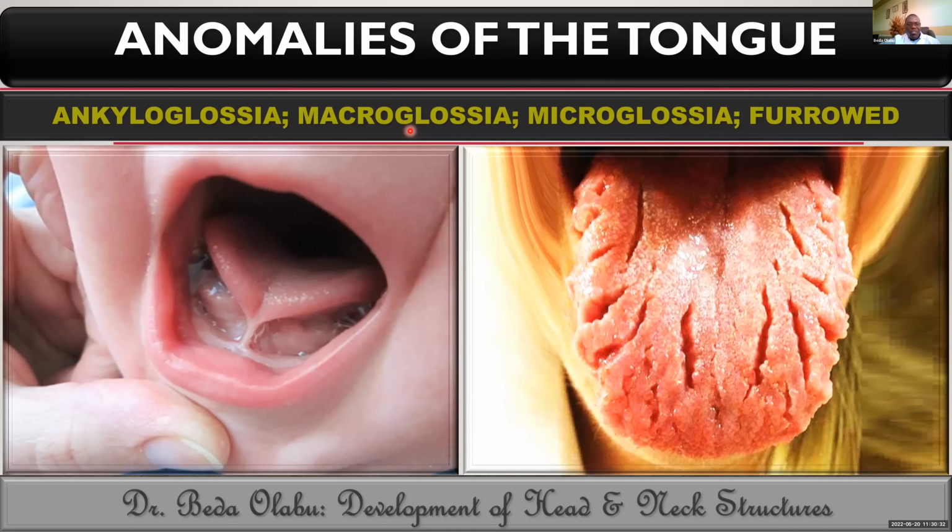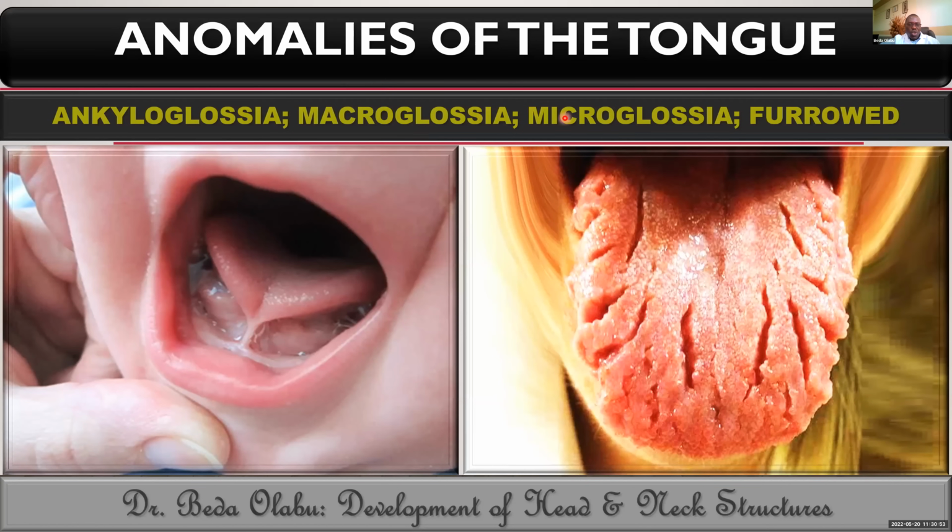So this is a tongue that fills the whole mouth, and the baby might even be struggling to breathe because the tongue has filled the whole mouth. It is due to overproliferation of the lingual swellings. So if the lingual swellings overproliferate, you have overproliferation of the tissue of the tongue, you're going to get macroglossia.